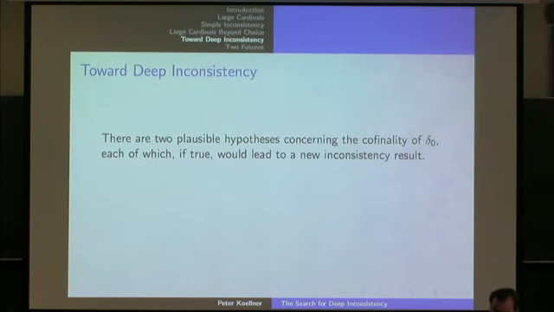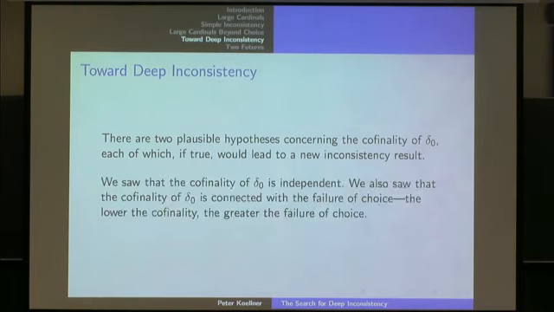Okay, so I want to mention two plausible hypotheses concerning the cofinality of the least Berkeley cardinal, each of which, if true, would lead to a new inconsistency result. So this talk was called The Search for a Deep Inconsistency, right? I hope you didn't think that I was going to actually give you a deep inconsistency. I'm just giving you some pointers in the direction of where you might find one, if you're looking for that sort of thing. So we saw that the cofinality of delta naught is independent. We also saw that the cofinality of delta naught, the least Berkeley cardinal, is connected with the failure of choice. The lower the cofinality, the greater the failure of choice.